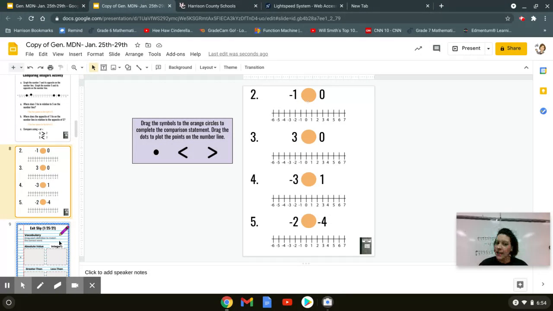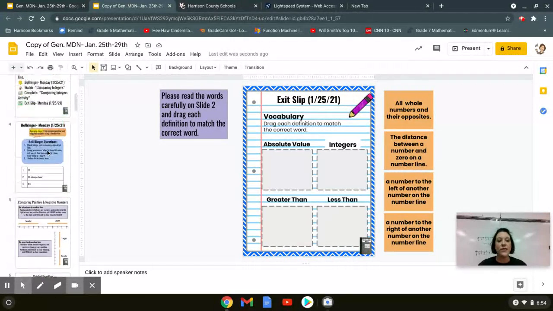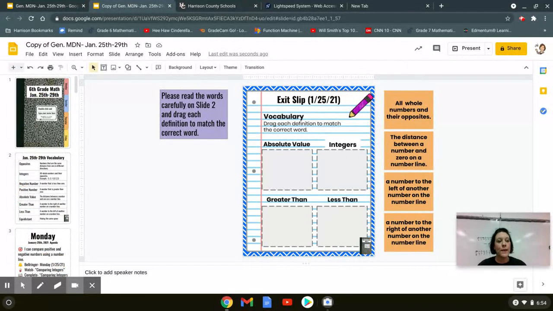Then you have my favorite activity. I love this because I want you to read your vocabulary. I read it to you in your bell ringer. I hope that you're rereading those on your own. And then you're going to go up and read the words carefully again on slide 2 and correctly match those up. All right. That's your exit slip for today.